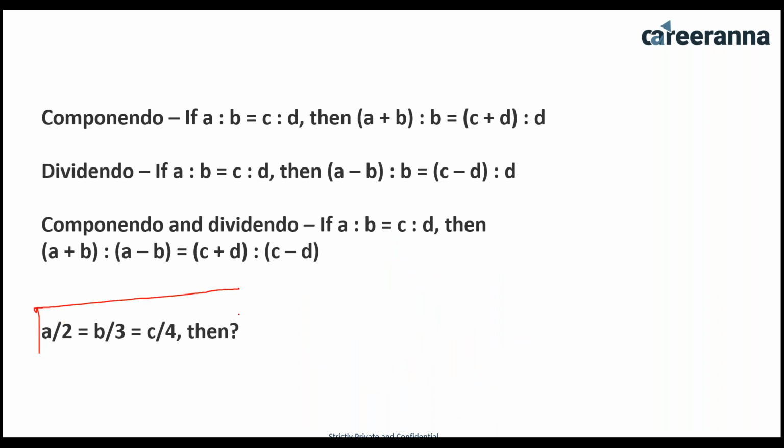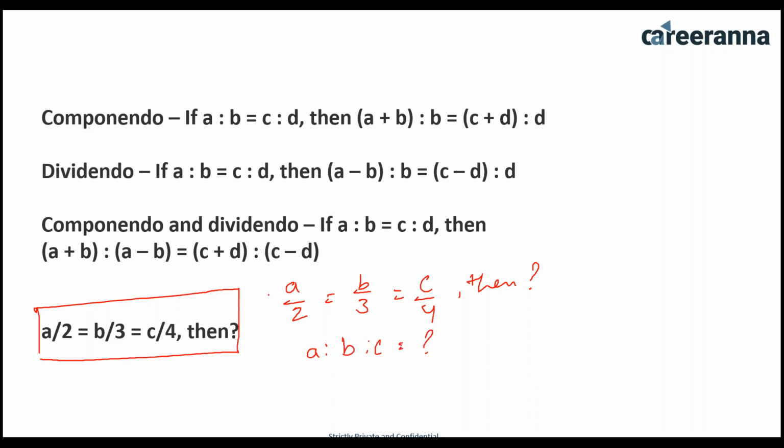Okay, so this is a condition. If a by 2 equals b by 3 equals c by 4, then if I try to find out what a is to b is to c, guys, can you please tell me? I'm not asking you ABC, I'm asking you a is to b is to c. How do you guys do that?